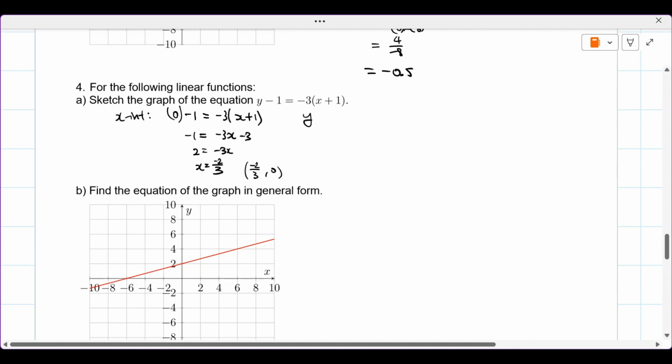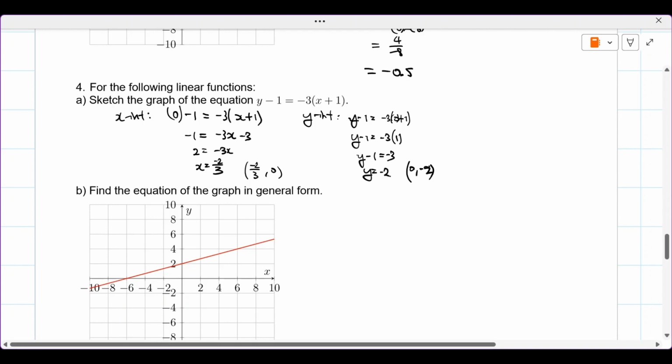What about the y-intercept? For the y-intercept, we put x equals 0: y minus 1 equals negative 3 times 0 plus 1. And that's y minus 1 equals negative 3 times 1. Y minus 1 equals negative 3, so y is equal to negative 2. So that means the y-intercept is (0, negative 2).